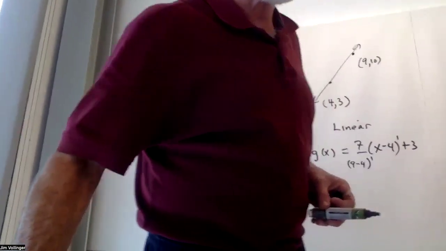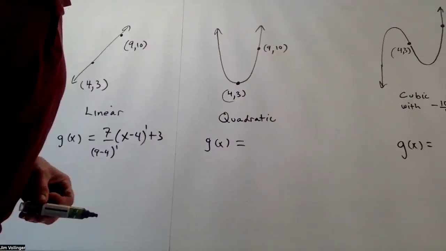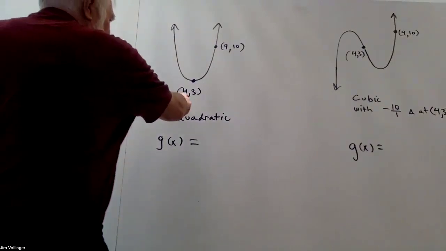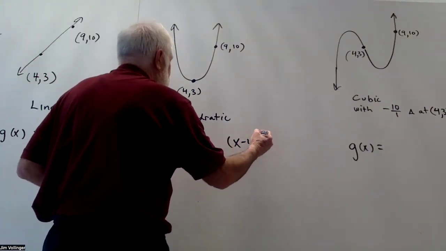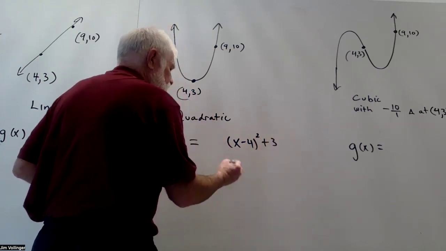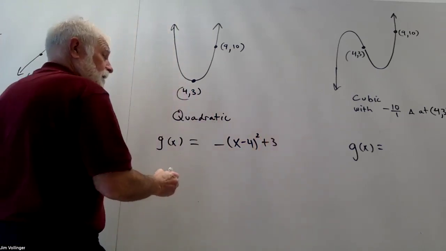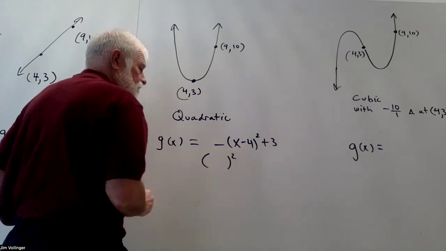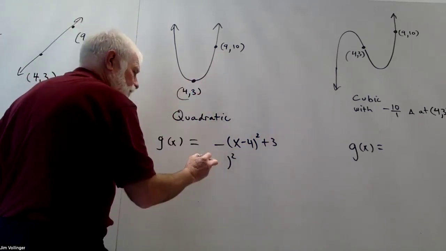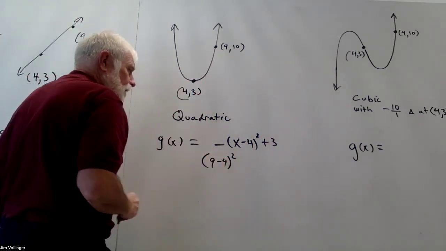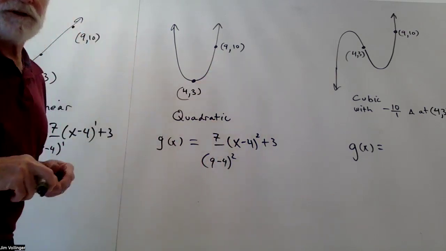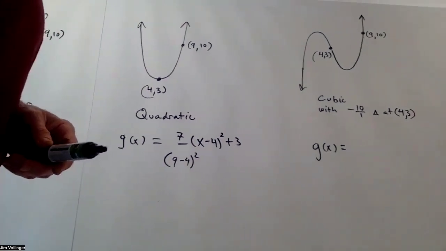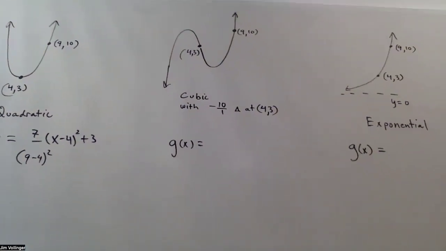All right, the quadratic. You can see that the pattern emanates from 4, 3, and it's a squaring pattern. So x minus 4 squared plus 3, very similar to what we had before. And now I'm going to have a quadratic conversion of 9 minus 4. And from 3 to 10, 7. Done with that one.